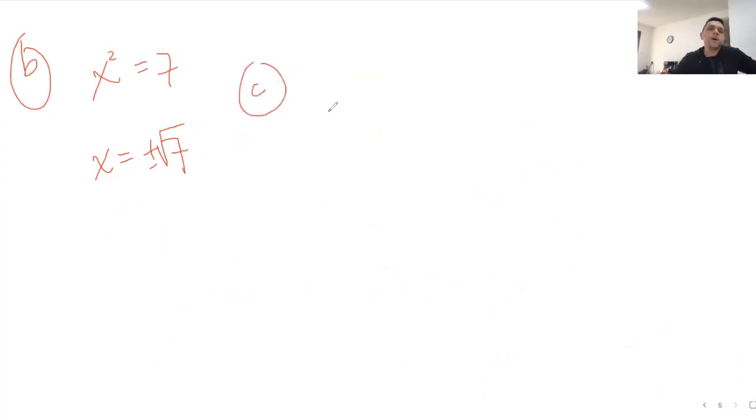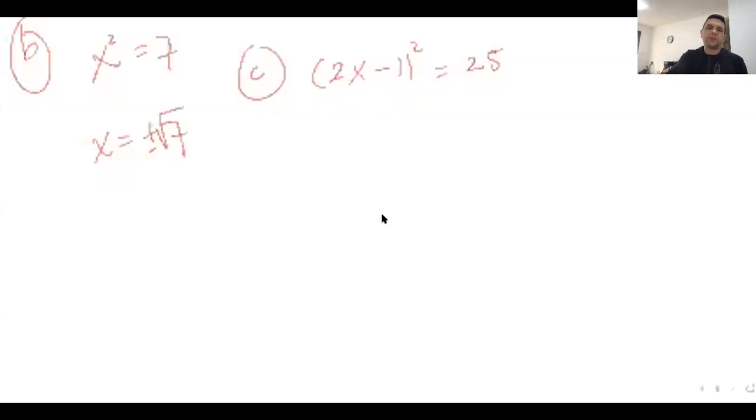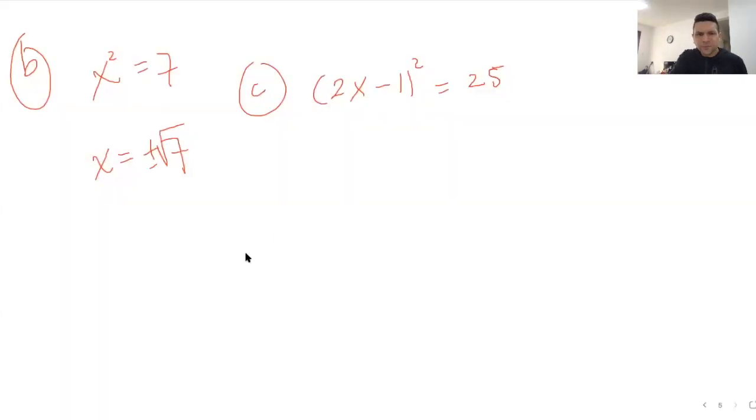C: 2x minus 1 squared equals 25. All right, this one, we can start by taking the square root of both sides. Is there a way to go back? Okay, so if I do that, this is going to be isolated, 2x minus 1. The square root of this is going to be plus or minus 5, right?